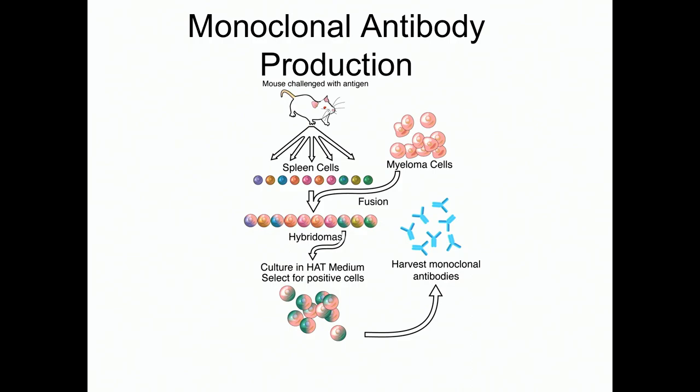So the way these are produced, we start with a mouse. These mice have been genetically engineered to put some of these human genes in. They get exposed to an antigen, your target protein, for example, and it makes polyclonal antibodies in its spleen. So it makes antibodies for the whole surface of that protein. These things bind at various parts on the target protein.